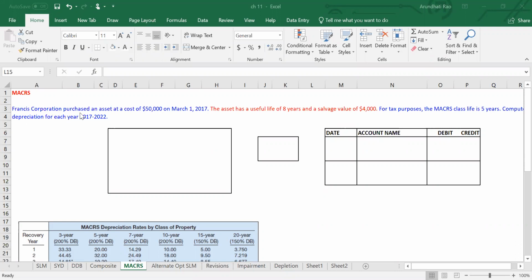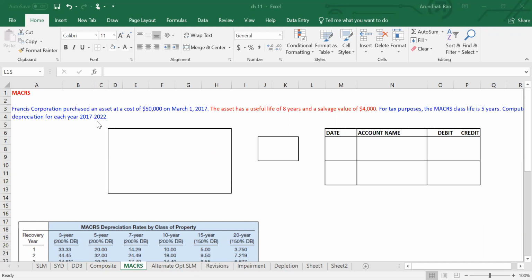Francis Corporation purchased an asset at a cost of $50,000 on March 1st, 2017. The asset has a useful life of 8 years and salvage value of $4,000. For tax purposes, the MACRS class life is 5 years. We've been asked to compute the depreciation for each year from 2017 through 2022.